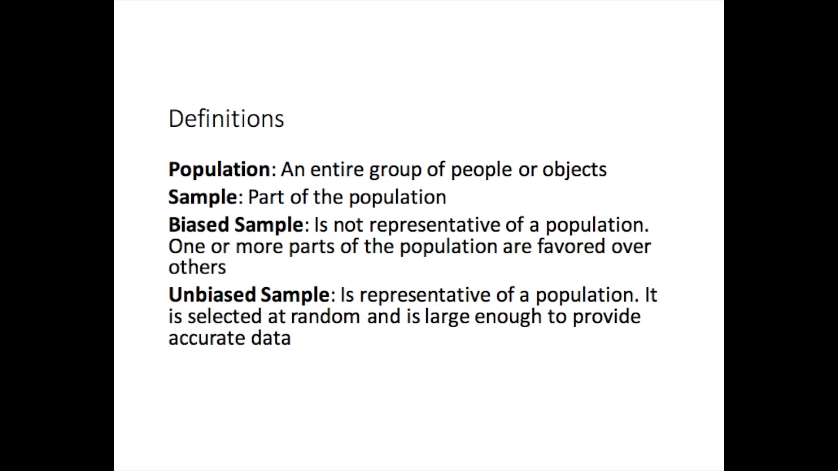The other type of sample is an unbiased sample. This is representative of a population. It is selected at random and is large enough to provide accurate data. That means this is what we want. Whenever we pick out a sample, it should be random and it should be large enough so that we can judge our larger population.